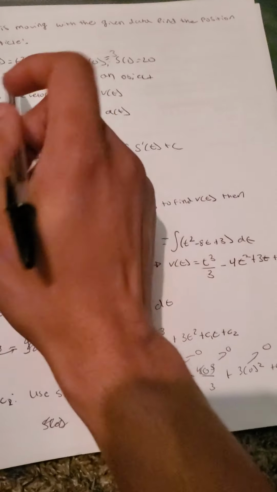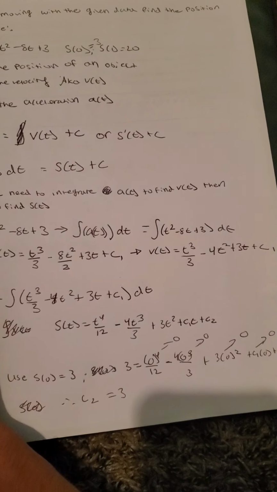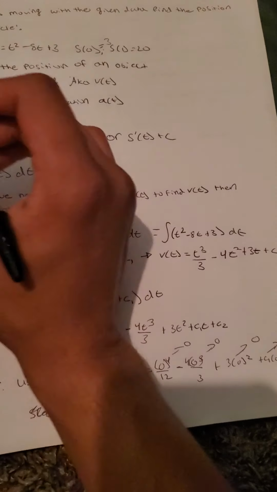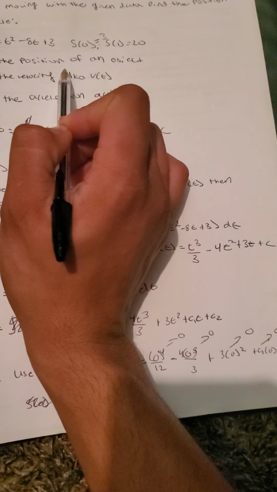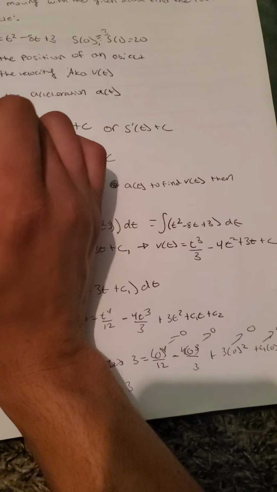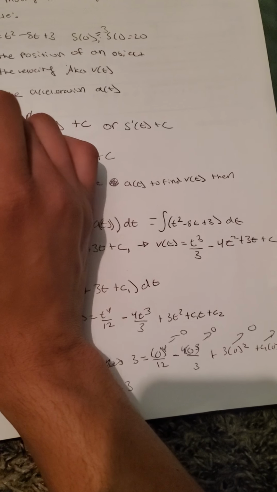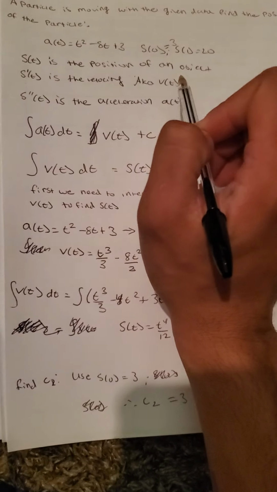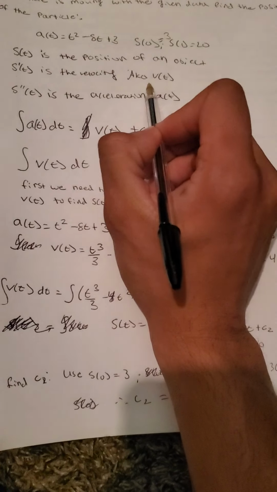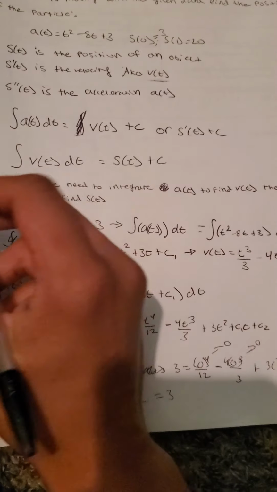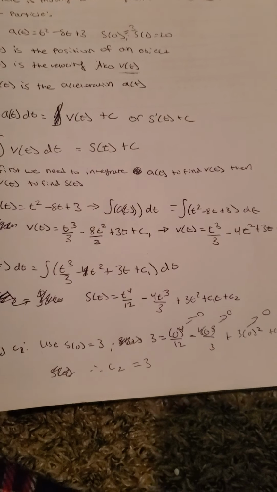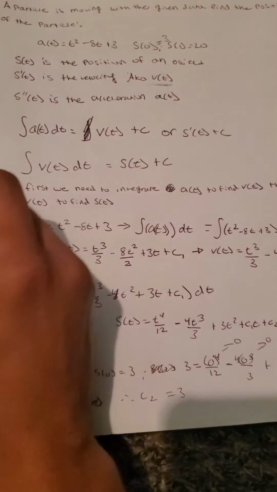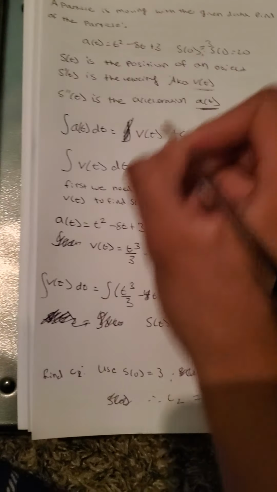Before we actually jump into the problem, let's start by talking about some notation. s of t is what we call the position function of an object. The first derivative of s of t, s prime of t, is also known as the velocity v of t. s double prime of t, the second derivative of the position function, is the acceleration, denoted by a of t.